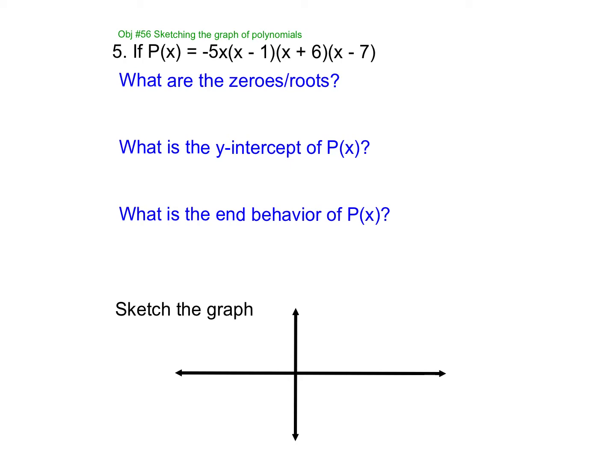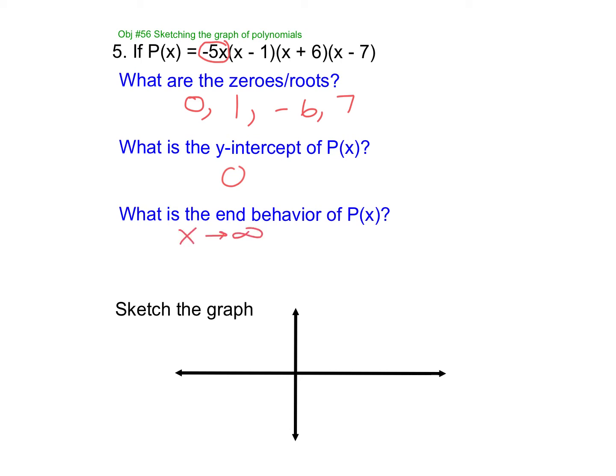All right, so our zeros. Now this, what does that give me for a 0? 0. Because remember, basically we're setting each of these equal to 0. 1, negative 6, and positive 7. My y-intercept is 0 because of that front negative 5x. When I plug in 0, I get 0.